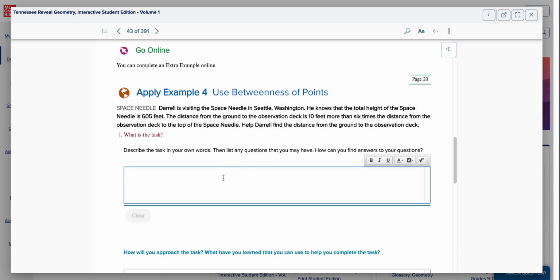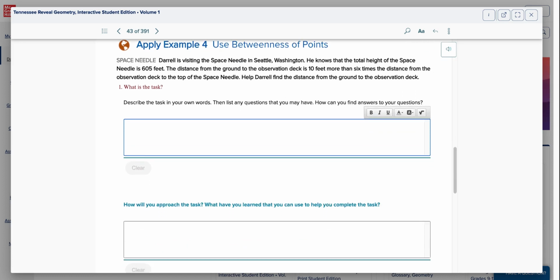Plus your x, which is your observation deck. We don't know what that is, but we know the whole thing is 605. Okay, so that is your task. You're going to need to put that in your own words. I'm not sure how you want to describe that, but that is actually what we're doing.